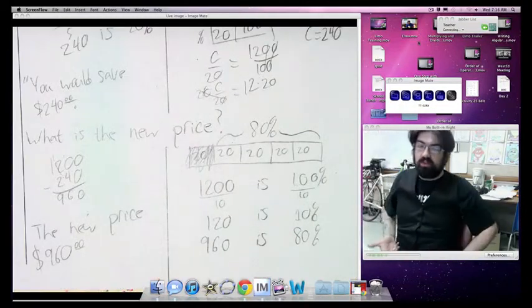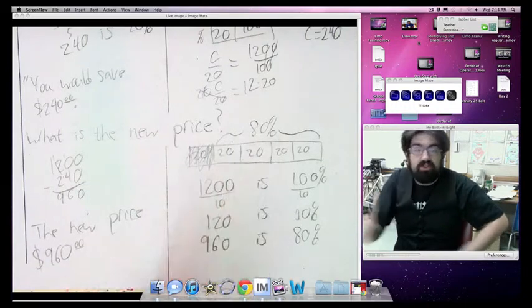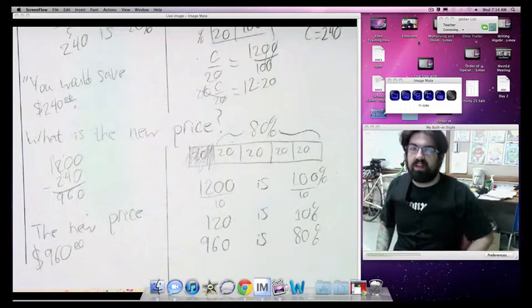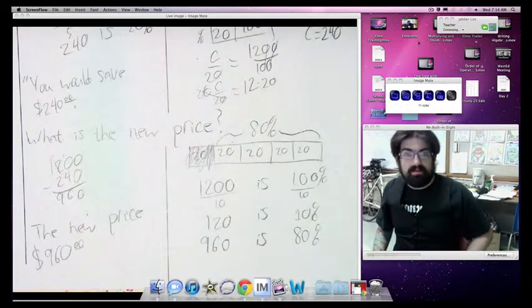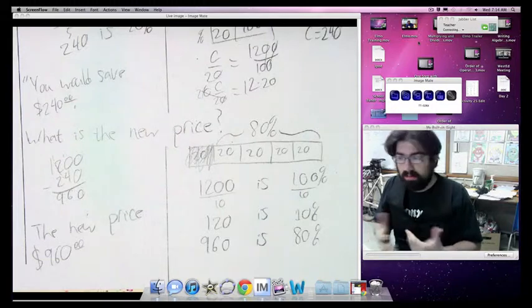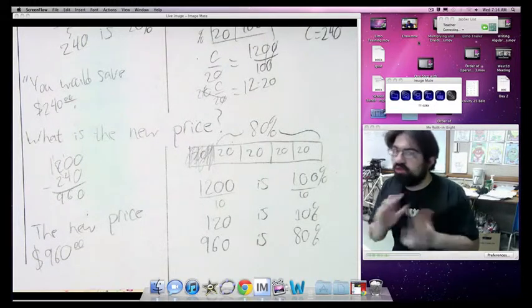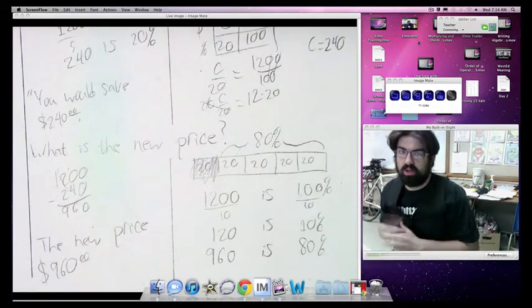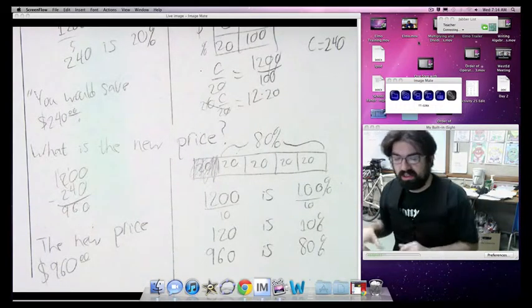How you do it's up to you, but this was pretty quick. I just drew a little picture and was like, oh, I'm taking 20% off. Here's what's left. I'll find out what's left. Pretty fast. So that's the discount part. By the way, those are basically two different questions. How much did you save? That's one question. What's the new price? That's a completely different question.